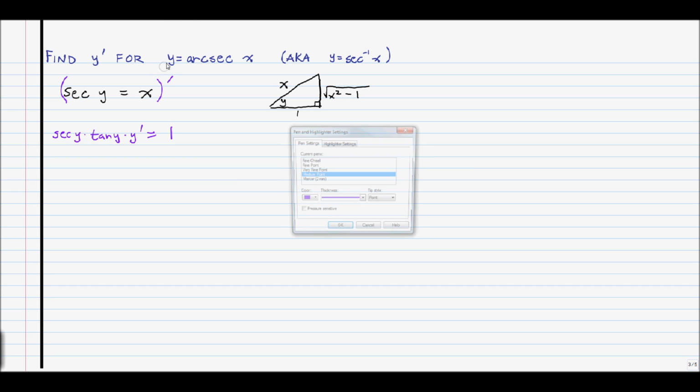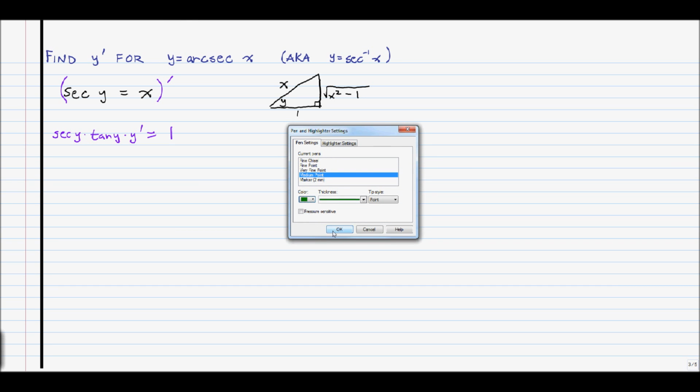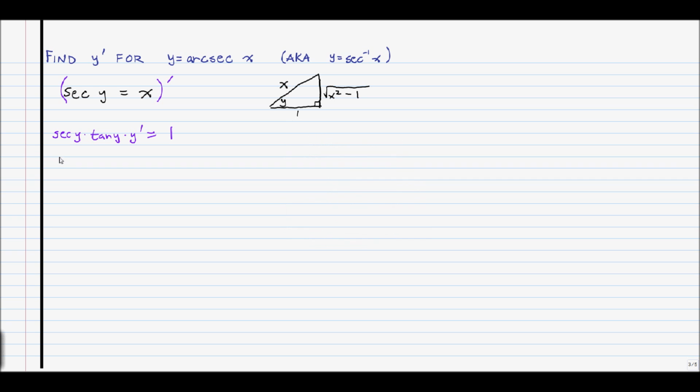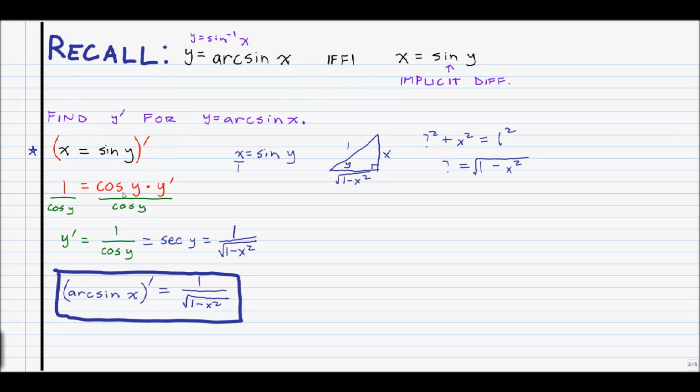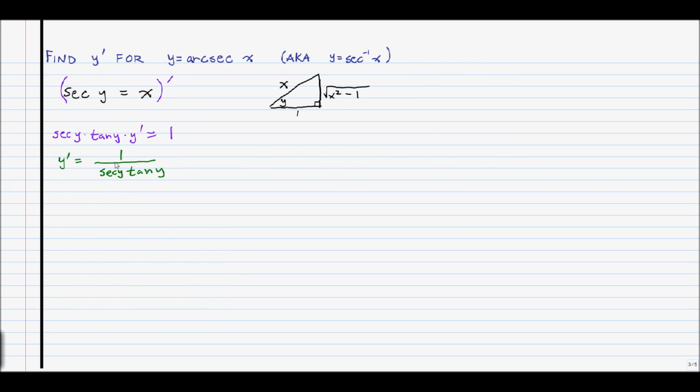So now from here, if I divide both sides by secant tangent, I'm going to get that y prime equals 1 over secant y tangent y. And again, we end up in the same place we did last time. Last time it was y prime equals 1 over cosine y. Here it's 1 over secant y tan y.